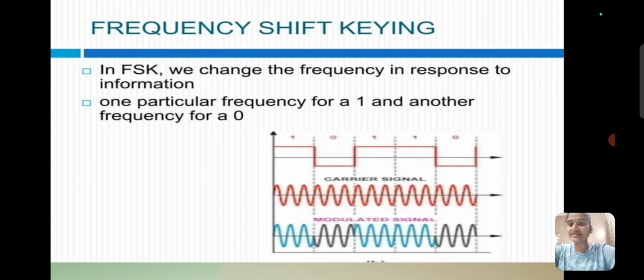Now frequency shift keying. In this FSK we change the frequency in response to information, one particular frequency for a 1 and another frequency for a 0. Here you can see the modulated signal, the carrier signal and the message signal for frequency shift keying.